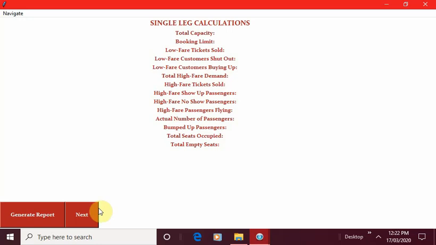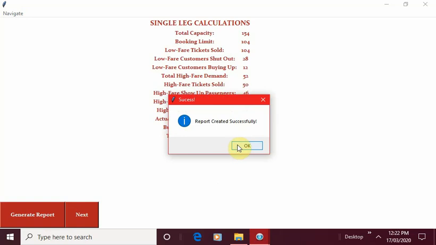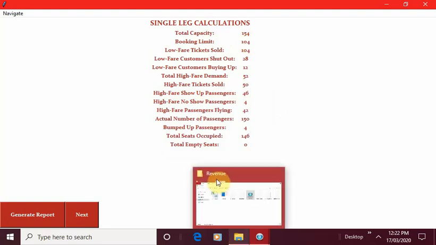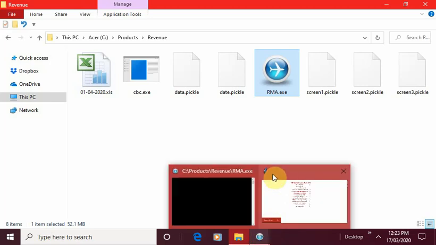So when we click on generate report, we'll get these calculations, and the report is created successfully. These are the calculations. You can see the report is generated in the folder from where we opened the executable, that is this one. 1/4/2020, and we'll look into it after completing the whole scenario.